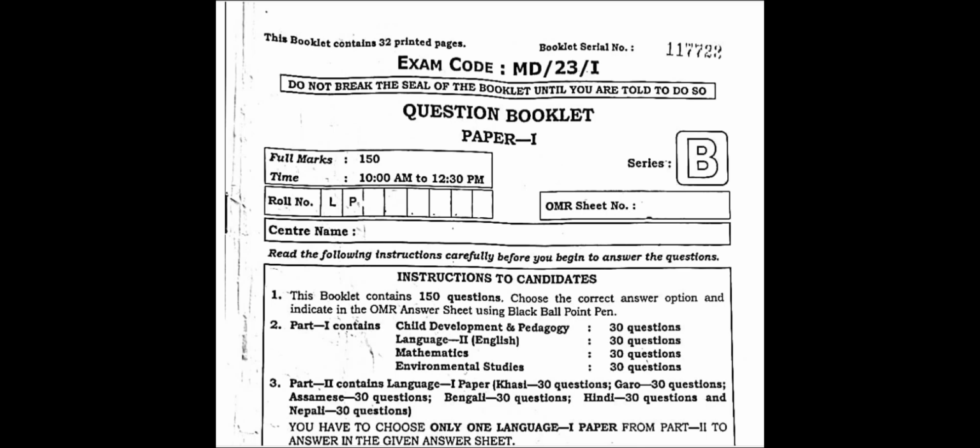So today I am going to solve for you the lower primary section's question paper, that is EVS, Environmental Science. So today we are going to solve EVS for you. So let's go down and see. As you know, EVS is a compulsory subject in paper 1.